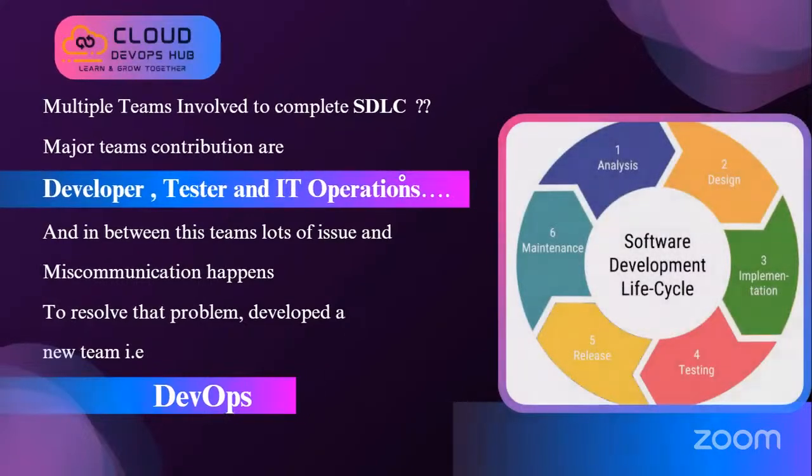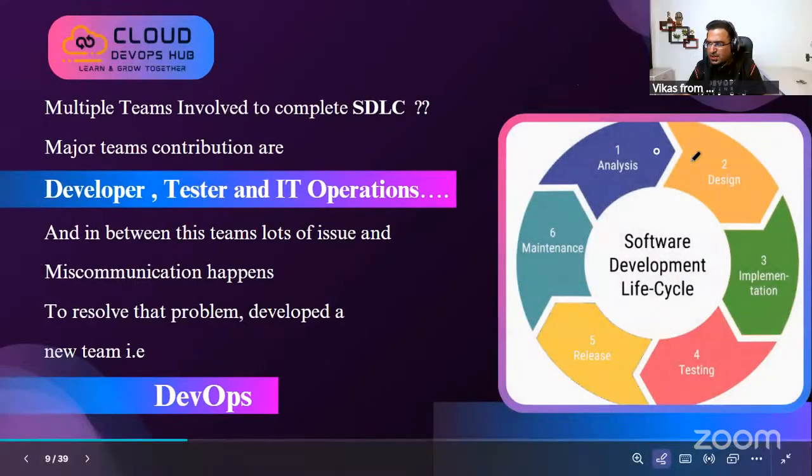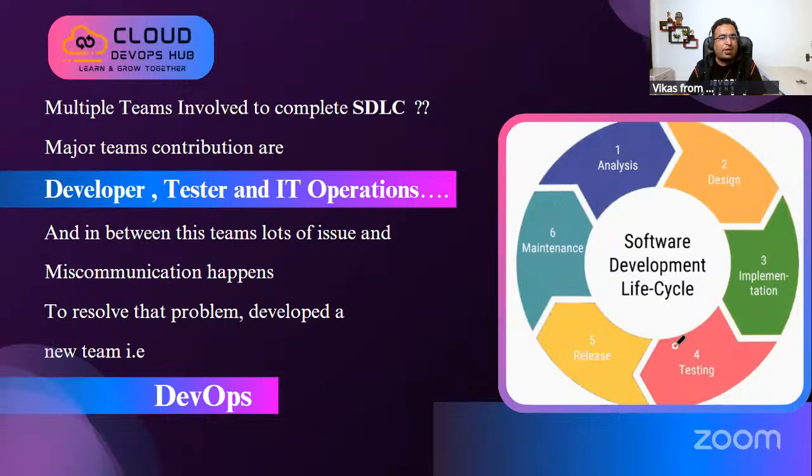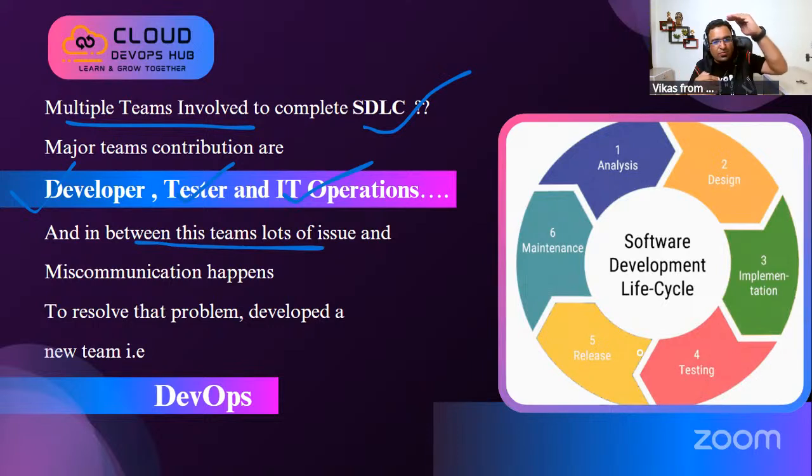In the software development life cycle, multiple teams are involved in developing any software. The major teams are development, testing, and IT operations. Among these teams, a lot of issues happen. Sometimes the developers and QA people fight with each other. Sometimes, or every time, the developers and the operations people never talk, because they don't know each other and are not sitting together. Someone is sitting in the US, someone in India, someone on another floor.